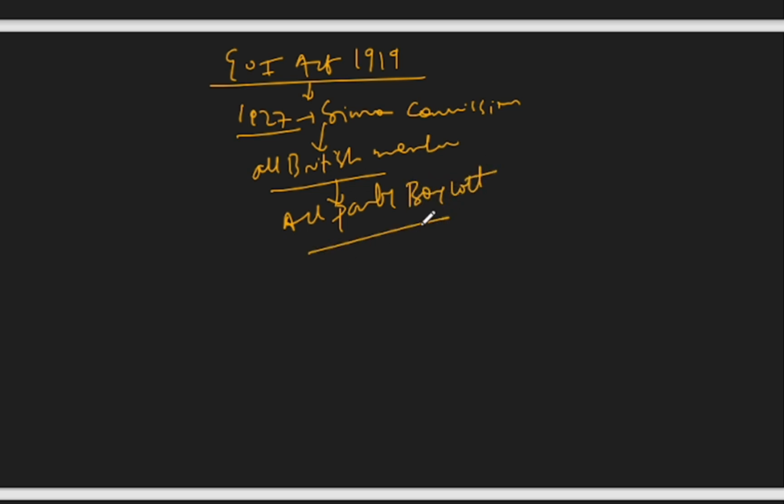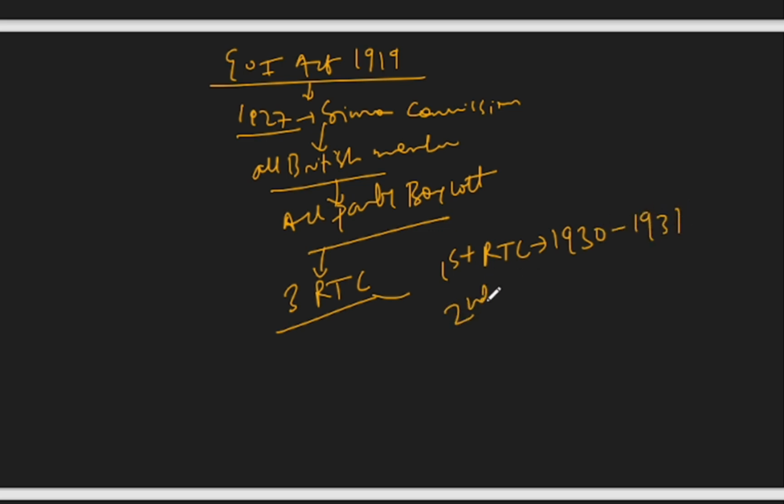So definitely there arose a situation of deadlock. To resolve the deadlock, the British government convened three round table conferences. The first round table conference was in year 1930, the second roundtable conference was in year 1931, and the third roundtable conference was in year 1932, right?